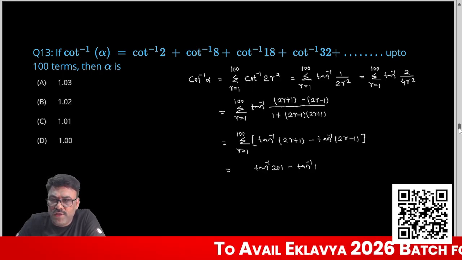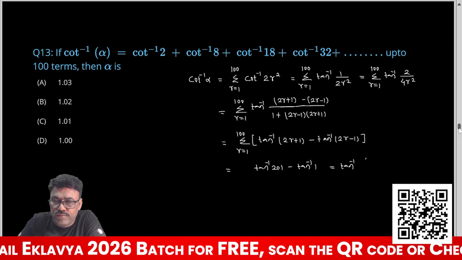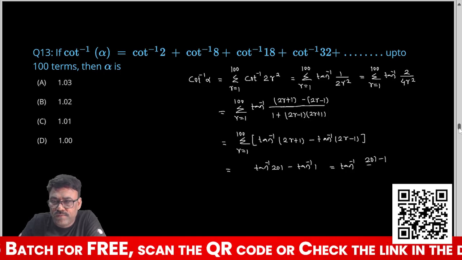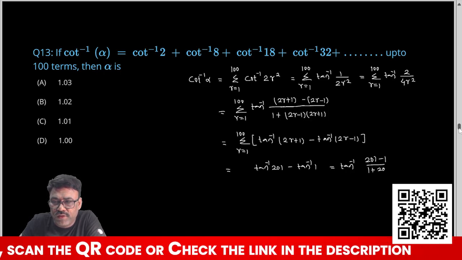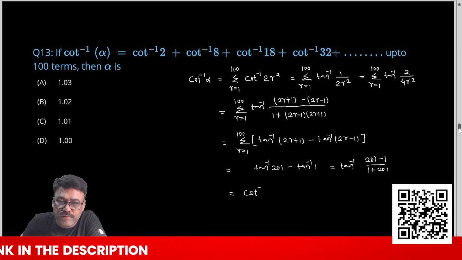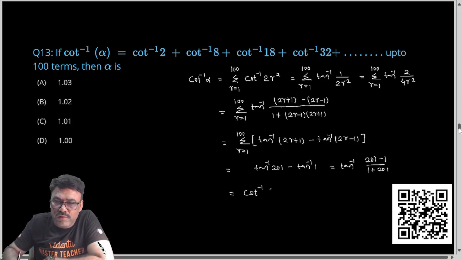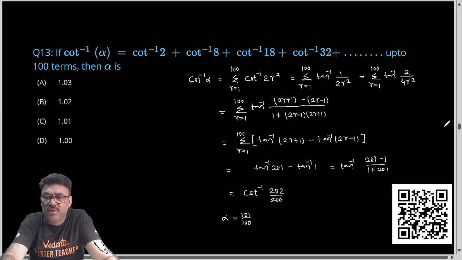Now use the formula again here, tan inverse x minus tan inverse y, so that will be tan inverse of x minus y over 1 plus xy. It is tan inverse 200 by 202, and it can be written as cot inverse, so the reciprocal will be 202 by 200. Means alpha is basically 101 by 100, means 1.01. So option C is the correct option.